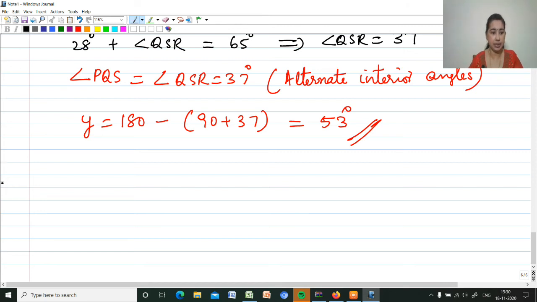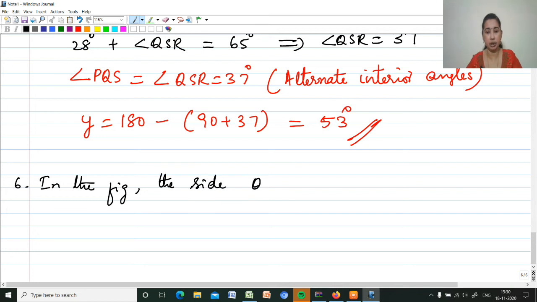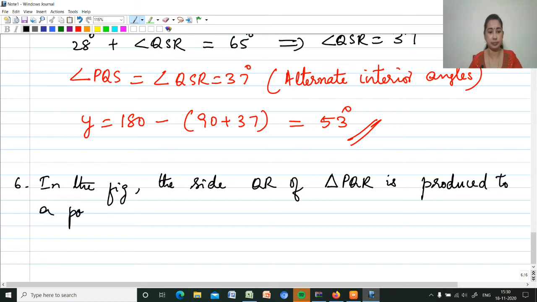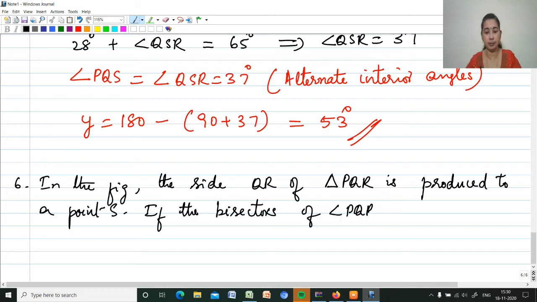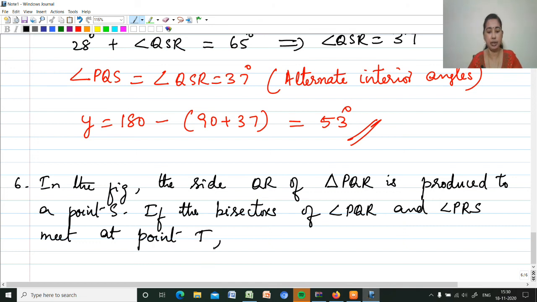Now question number 6. In the figure, the side QR of triangle PQR is produced to a point S. If the bisectors of angle PQR and angle PRS meet at point T, then prove that angle QTR is equal to half of angle QPR.